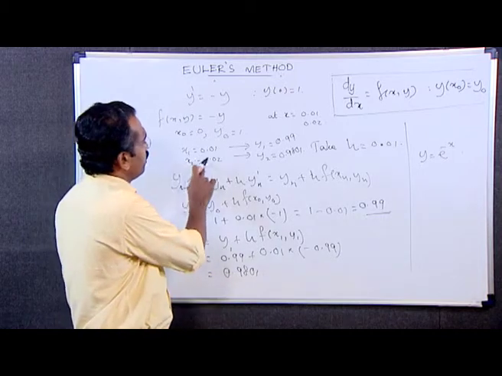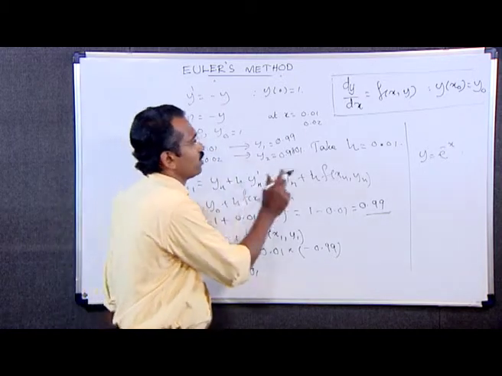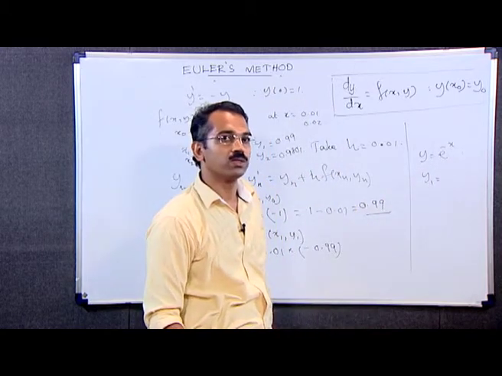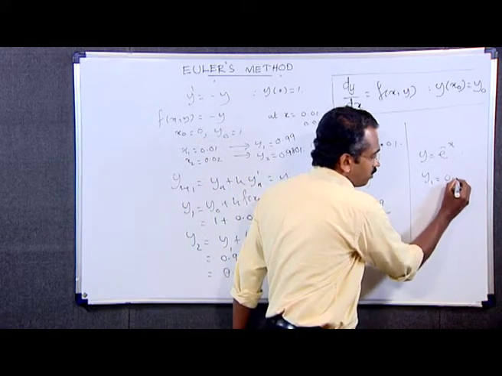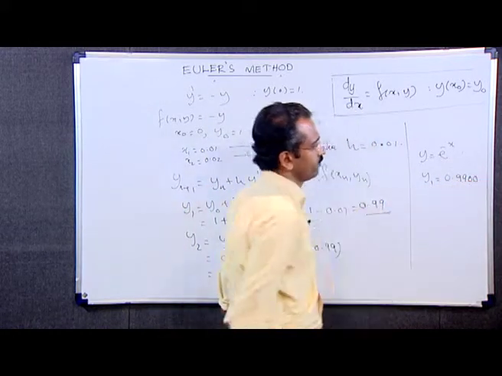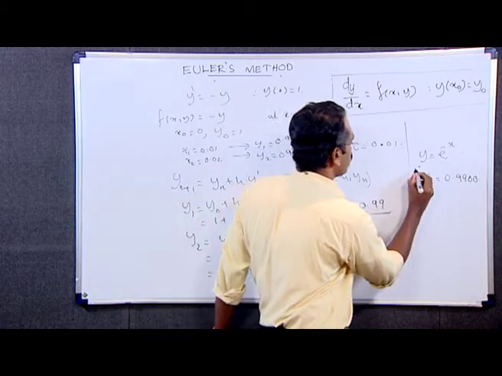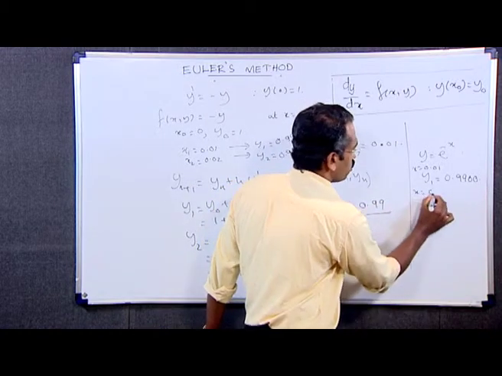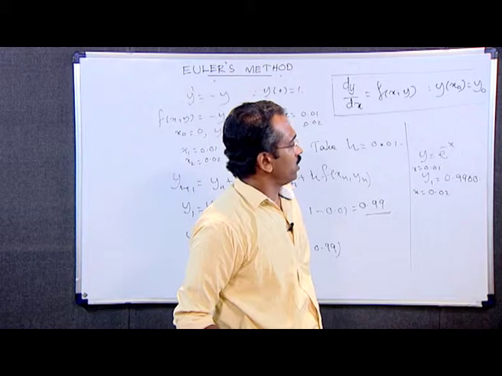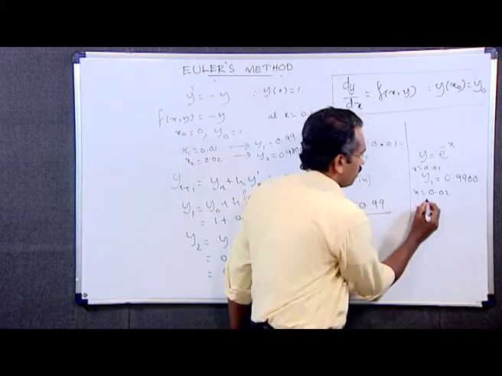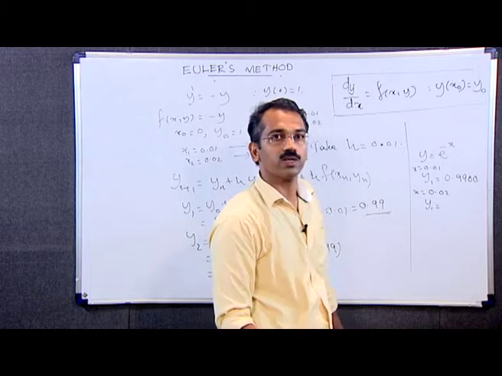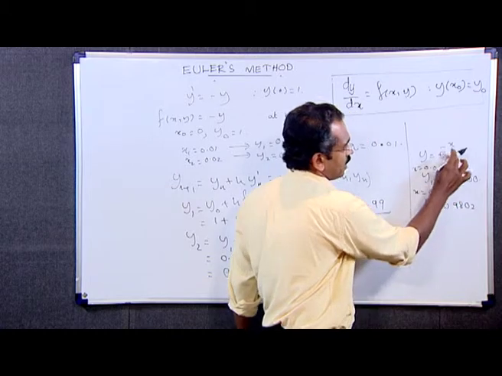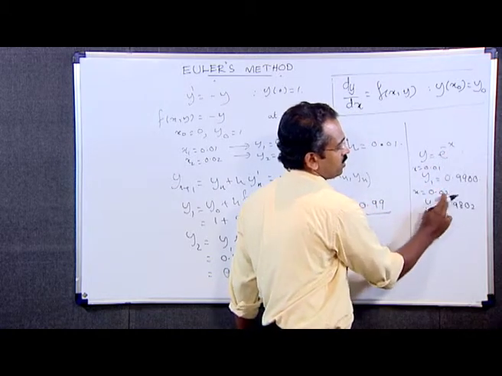On substituting x1 is equal to 0.01, we will get y1 is equal to 0.9900 for x is equal to 0.01. For x is equal to 0.02, the value of y1 is equal to 0.9802, because e raised to minus 0.02 is 0.9802.